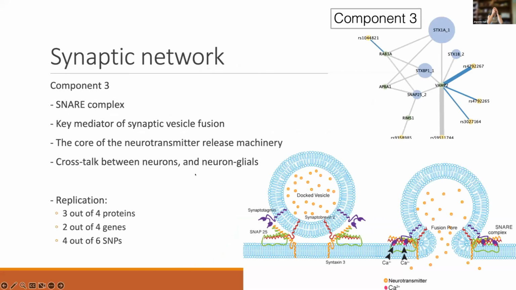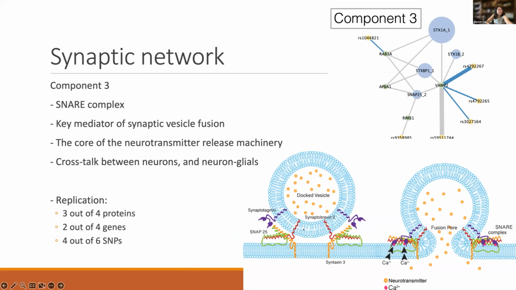So when we take a closer look at all these network components we have identified, we found that component 3 is exactly the core of the protein complex known as SNARE. This complex is a key mediator of synaptic vesicle fusion.